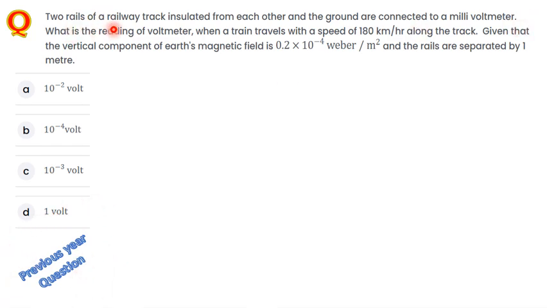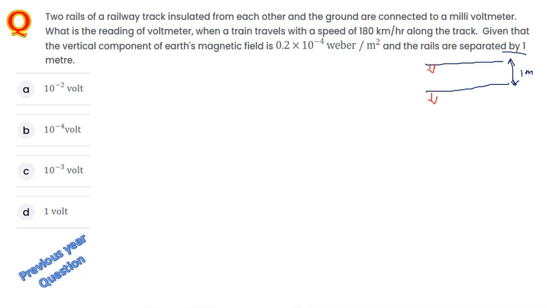See, two rails of a railway track are insulated from each other. Rail one and rail two are both insulated, and the distance between them is given as 1 meter. The rails and the ground are connected with a millivoltmeter, in between the tracks.